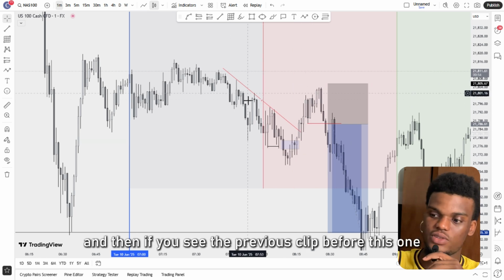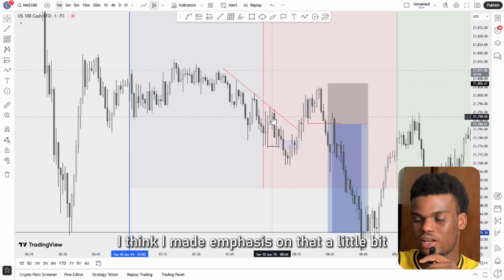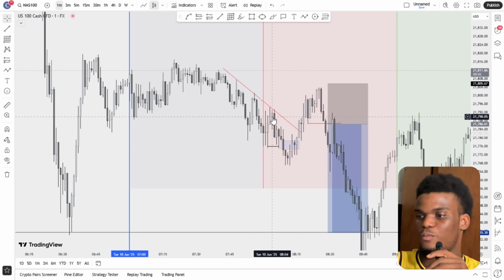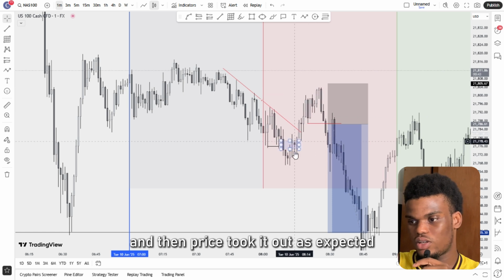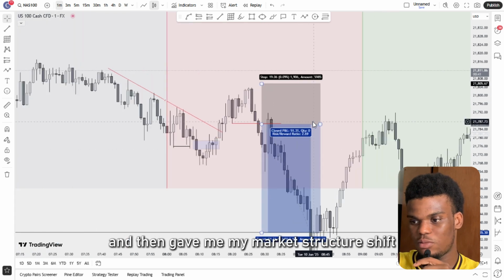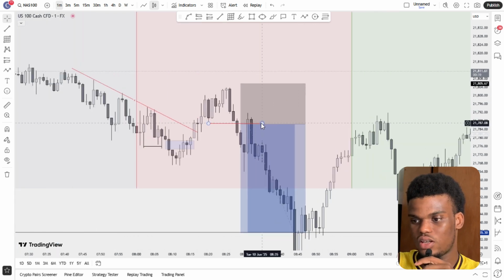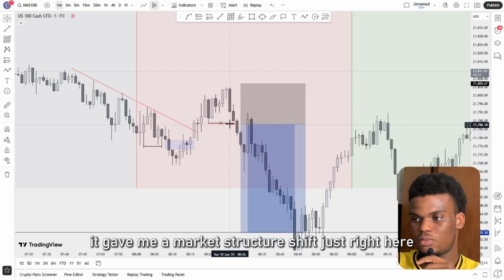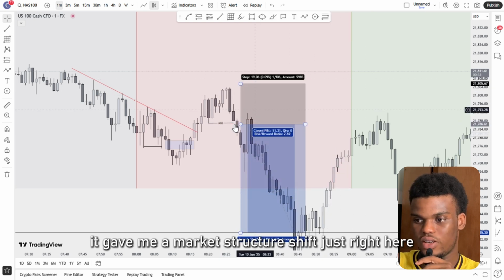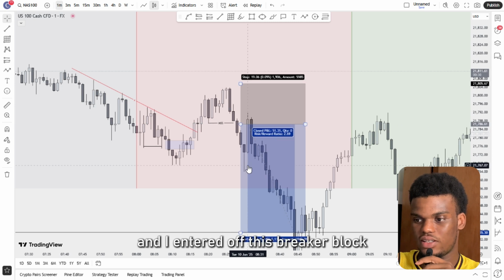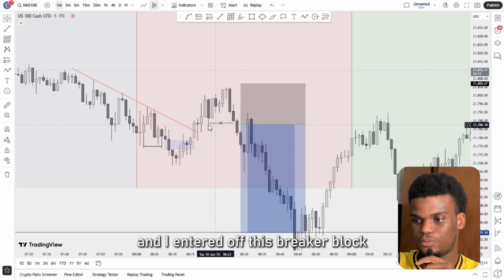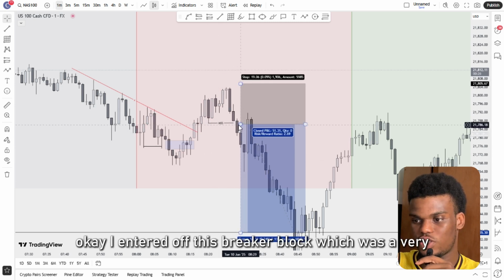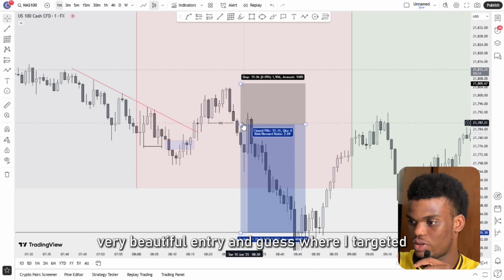Okay, and if you see the previous clip before this one, I think I made emphasis on that a little bit. So I just had to wait a little bit, and then price took it out as expected and gave me my market structure shift just right here. It gave me my market structure shift, a break to the downside, and I entered off this breaker block, which was a very, very beautiful entry.